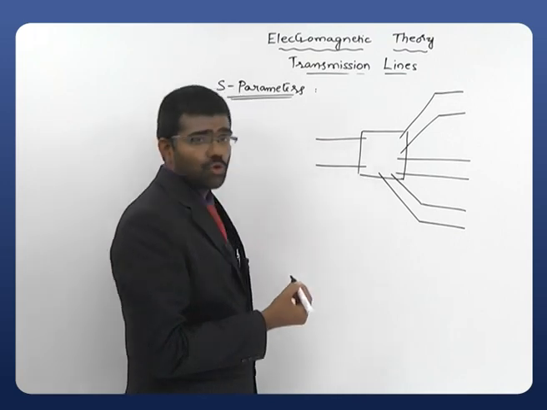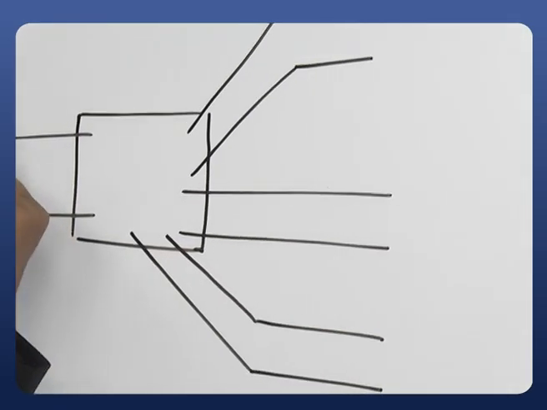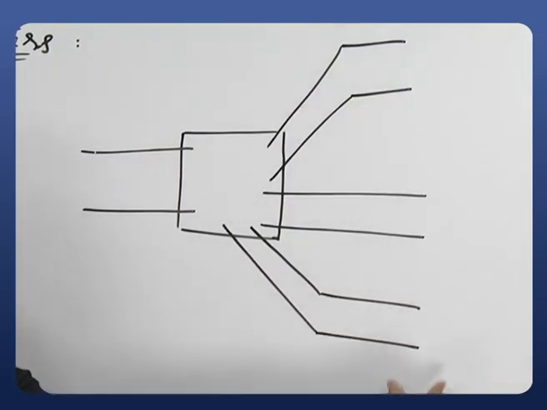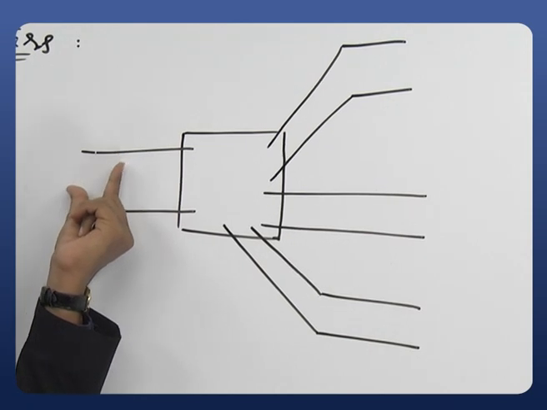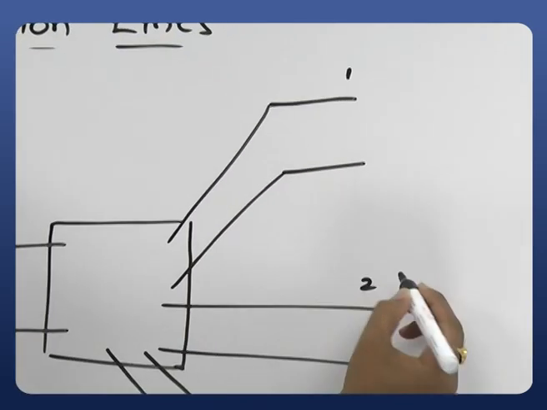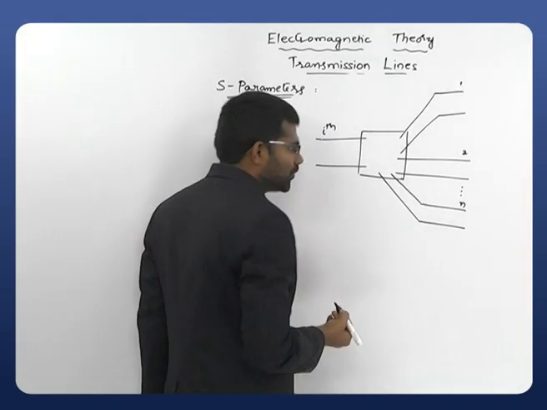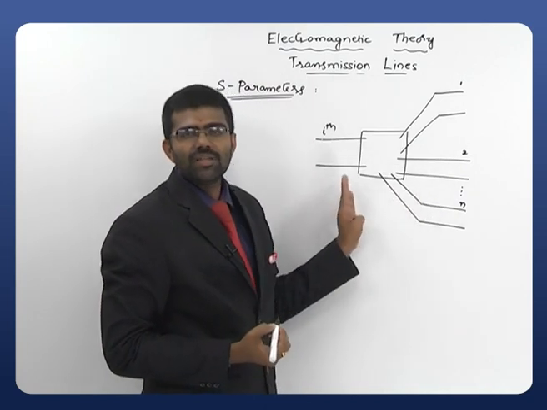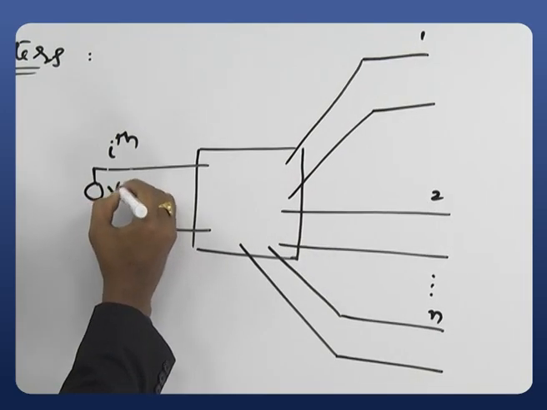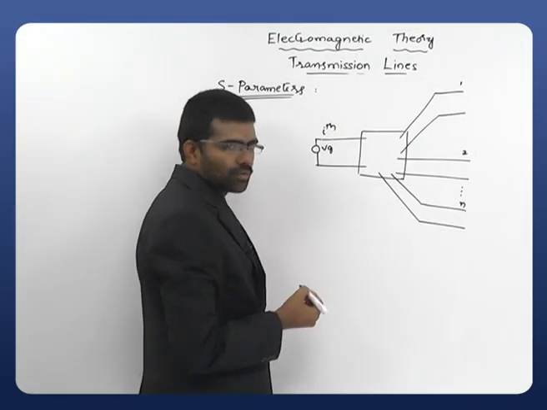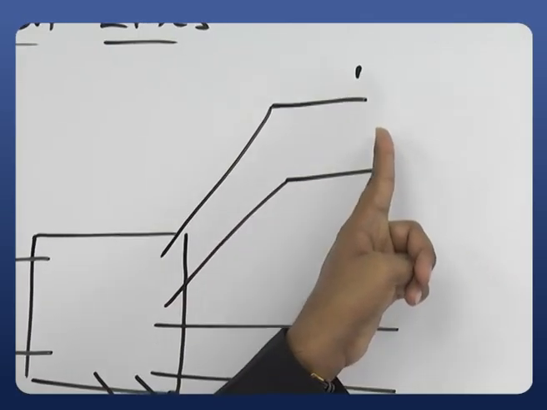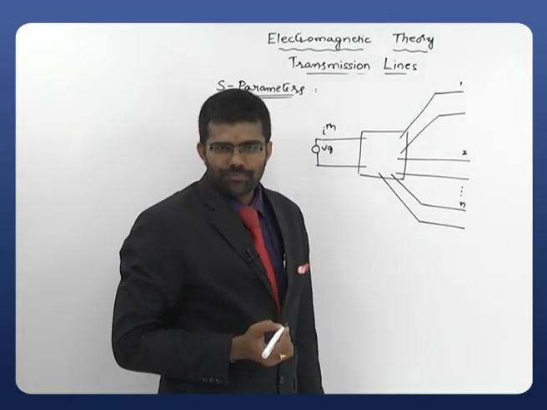For our convenience, I am assuming that for a particular junction you have only one input port and the remaining are all output ports. But you can take any one of these as input ports and this one as an output port, no problem. Now let us take, this is the ith port that we are considering. This is the first port, second port, up to the nth port. So this is a junction which consists of n ports. Once again, for our convenience, I will consider the generator is connected to the ith port, and the output may be observed at the first port, second port, up to the nth port.